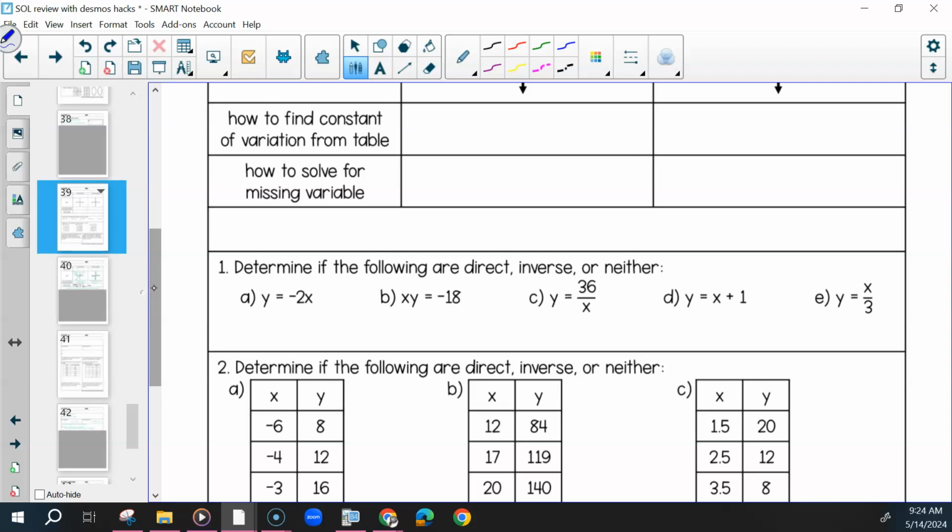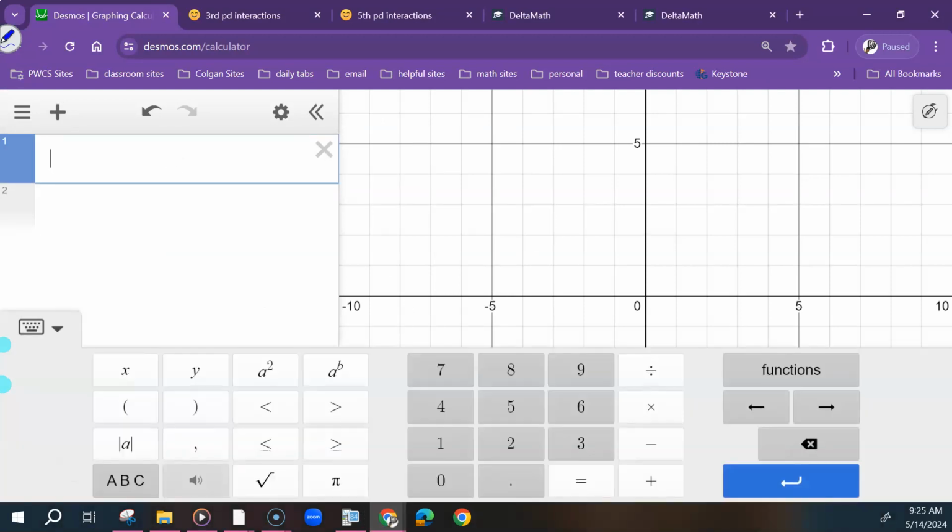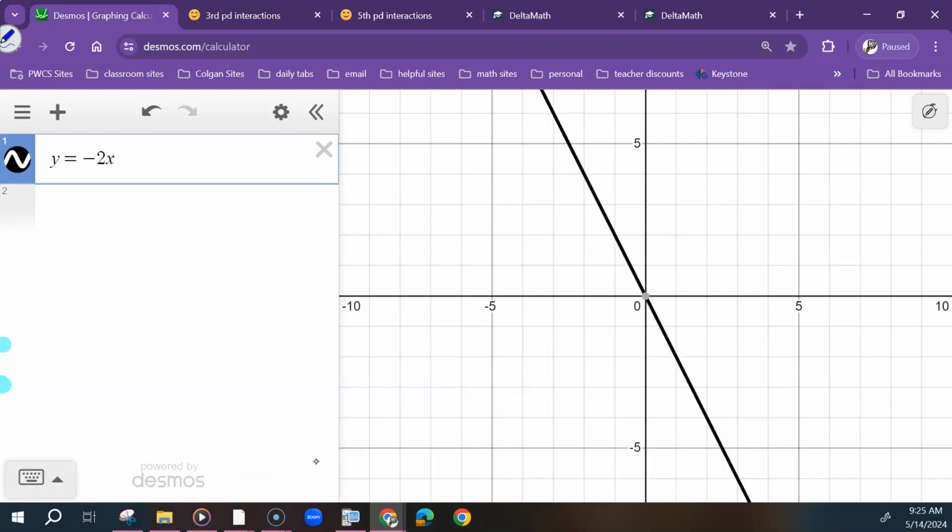So if you remember what the equation looks like, this is in the format of direct: y equals kx. But if you didn't remember that and put it into Desmos, you have to remember that your direct variation is a line that goes to the origin, and this does that. So this would be direct.